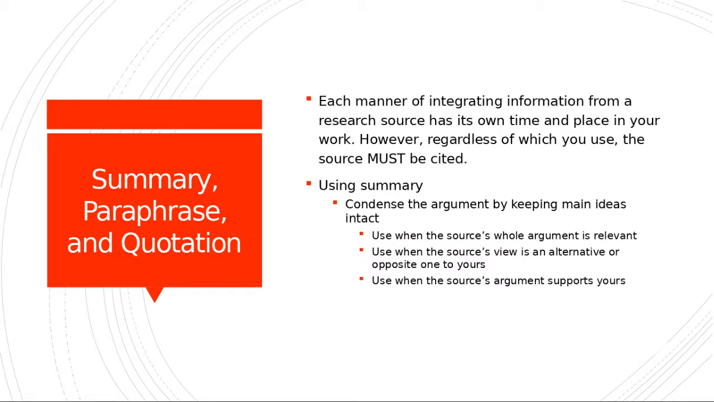If there's a lot to their argument and you want to just briefly tell what point he's trying to get across, then you want to use a summary. Use it when the source's view is an alternative or opposite one to yours. This way you can integrate it into your own work so that you can mention it in passing as you're going on with your reasoning, or you can mention it as something that you were going to try to refute. Also use it when the source's argument supports yours. Use the summary as part of your evidence.